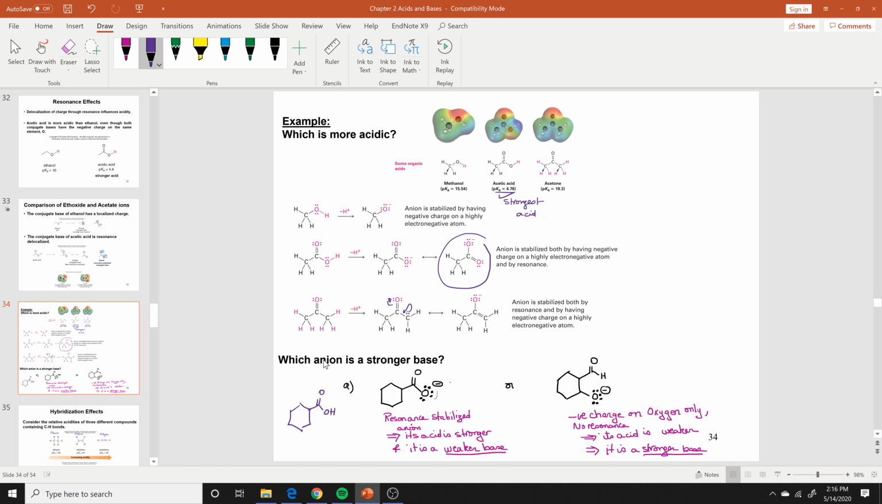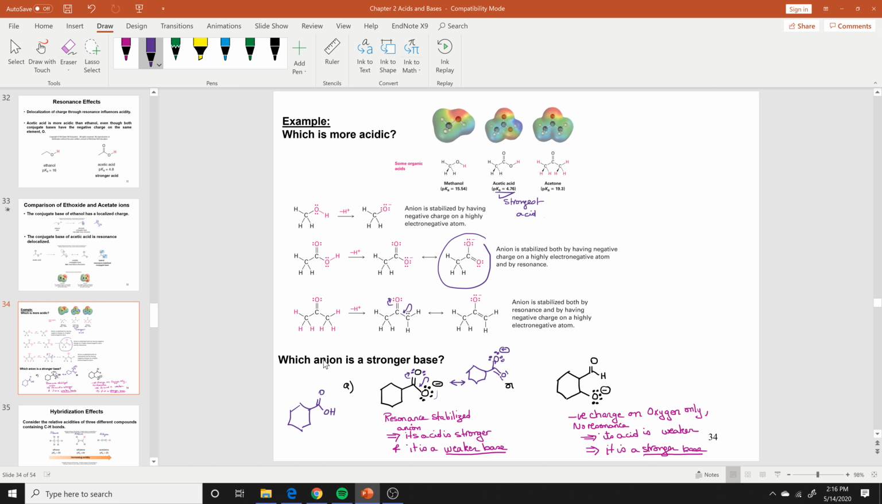It's a resonance stabilized anion. Why? Because I can draw a resonance structure in here. This is my resonance structure, showing both resonance structures in there, and how the negative charge is distributed between two oxygens in there. So I have an oxygen over here. This is going to be a stable conjugate base. Its acid is strong. This means that its base is going to be weak.